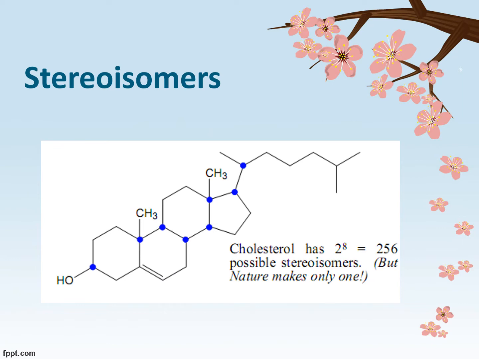So this is the cholesterol structure. You have gone through this in the lipid learning unit. Cholesterol has 8 chirocarbons, which are dotted in blue color there. So 2 power of 8 will give a possible 256 stereoisomers, in which half are D, another half are L. However, nature will only make one type.